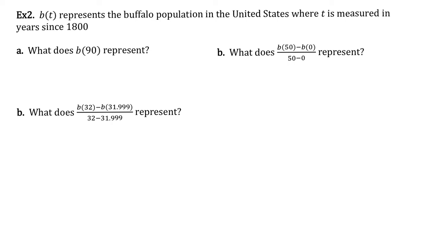Okay, now we're just going to practice interpreting the information given by a function and its rate of change. B of t represents the buffalo population in the United States, where t is measured in years since 1800. So the first question is, what does B of 90 represent? That's saying t is 90. 90 is the time in years past 1800, so that's in 1890.